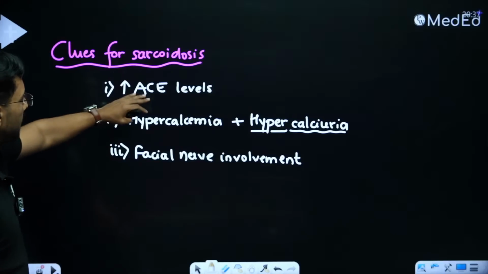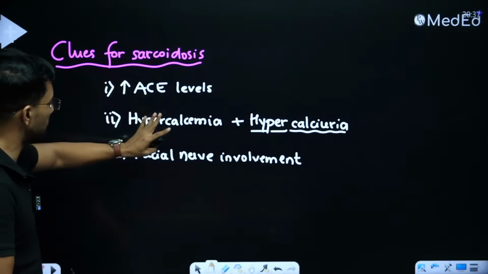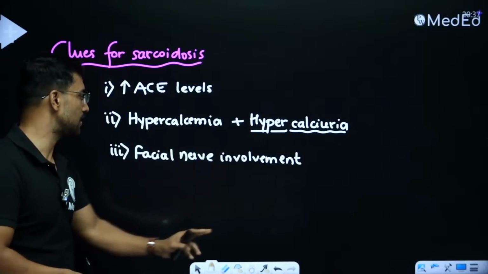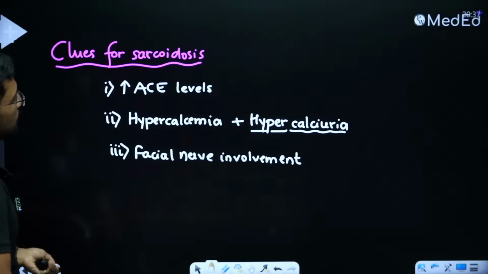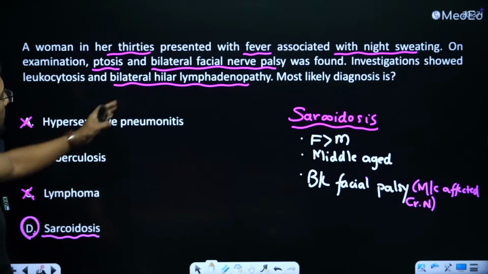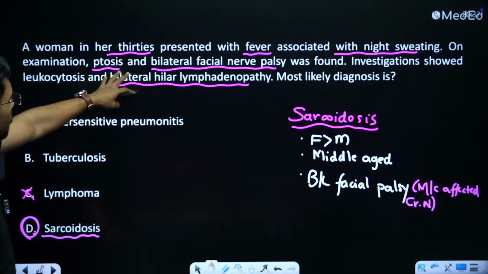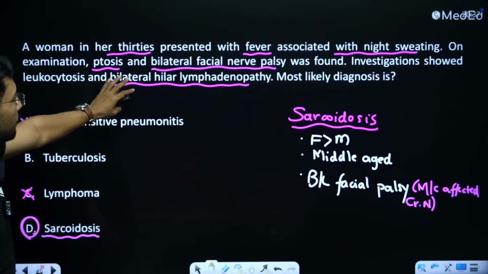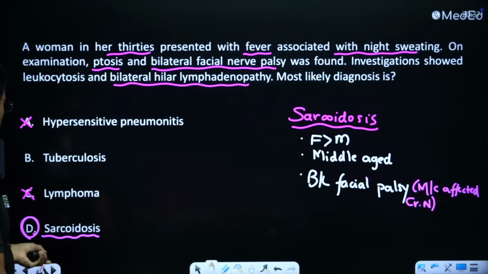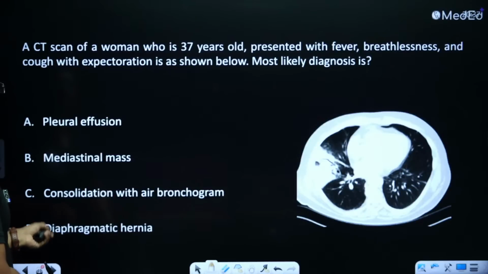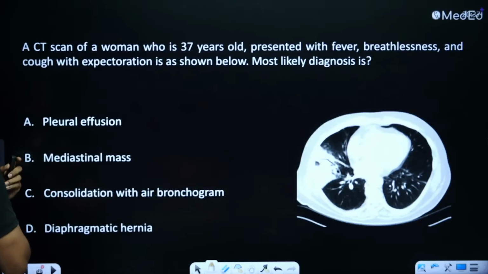Clinical clues are mainly elevated ACE levels, or if the question says the patient has hypercalcemia, hypercalciuria, or there is also discussion of facial nerve involvement. So in this case, there was discussion of facial nerve involvement, bilateral hilar lymphadenopathy, and fever. Okay. Now let's look at the next question.